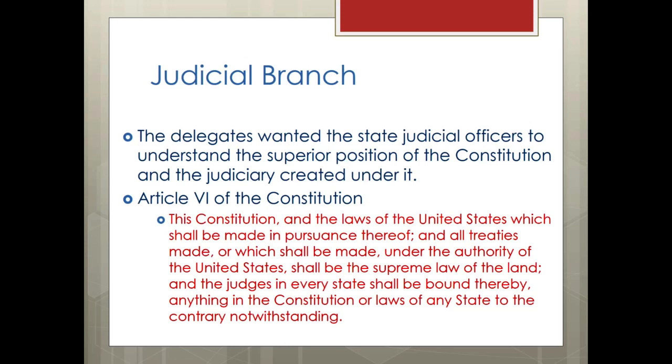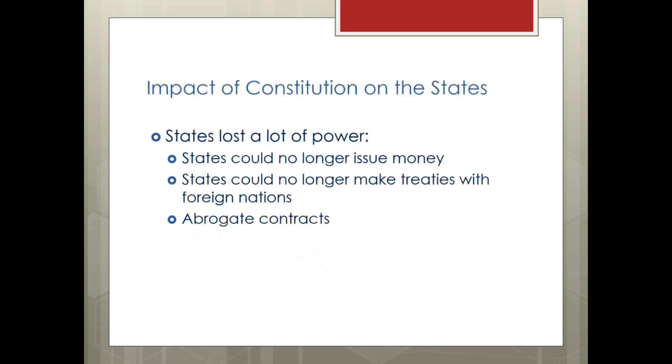And judges in every state shall be bound thereby, anything in the Constitution or laws of any state to the contrary notwithstanding. So the Supremacy Clause in Article 6 of the Constitution made it very clear to the states that there is now a federal court system, and it is that court system which, for the most part, will interpret the Constitution, and any interpretation or laws made thereunder would be superior to that of any state laws, any state constitutions. So one of the impacts of the Constitution was that the states lost a lot of power. The states could no longer issue money. The states could no longer make treaties with foreign nations, and they could no longer abrogate their contracts with entities or individuals.